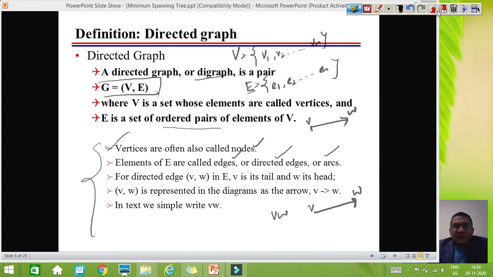One thing to keep in mind: whenever we talk about a directed graph, VW and WV have different meanings, because these are ordered pairs. So if I say VW, it is not equivalent to WV. When we talk about an undirected graph, in that case both are assumed to be the same thing.